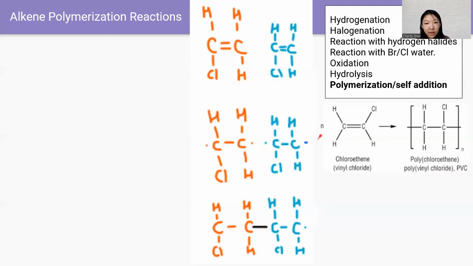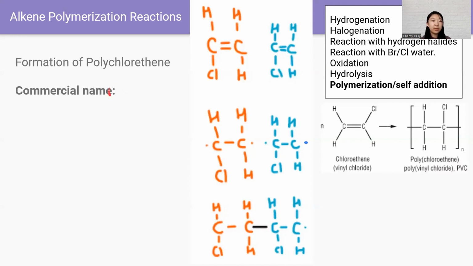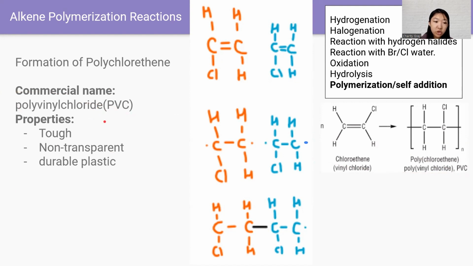And so again, here's our formula. This is what it looks like. If you have N chloroethene molecules, you can join them to become polychloroethene. So, formation of polychloroethene, right? The commercial name is polyvinyl chloride, PVC. Properties: it is tough, it is non-transparent, it's a durable plastic.